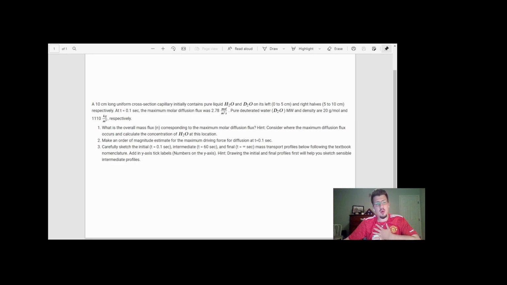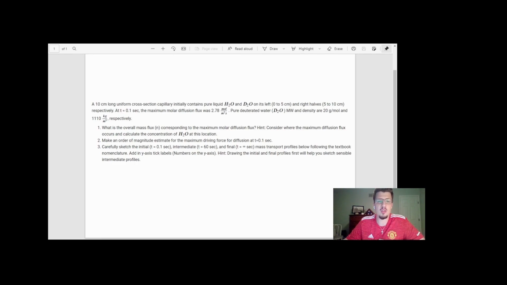Today we will be discussing the question: a 10 centimeter long uniform cross-section capillary initially contains pure liquid water and deuterium on its left and right halves, respectively. At time t = 0.1 seconds, the maximum molar diffusion flux was 2.78 moles per meter squared seconds. Pure deuterated water, D2O, molecular weight and density are 20 grams per mole and 1,110 kilograms per meter cubed, respectively.